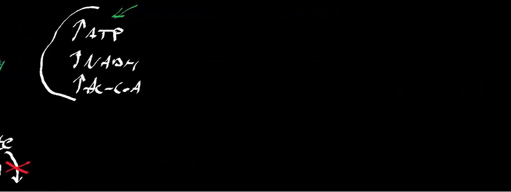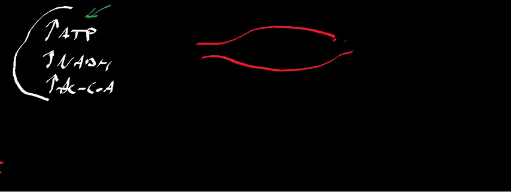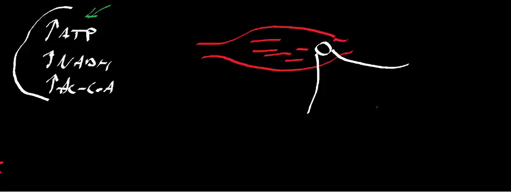So let's say I'm actively contracting muscle. Let me do it in red. Typically they draw it in red. So here's my muscle. And if we take this little section and we zoom in, we have the inside of the cell.